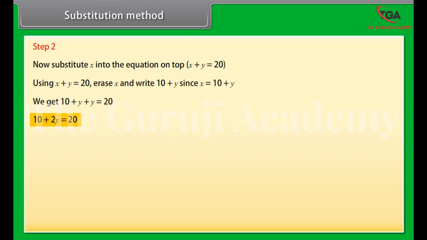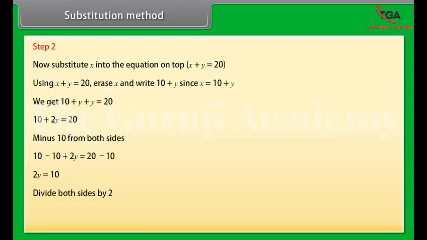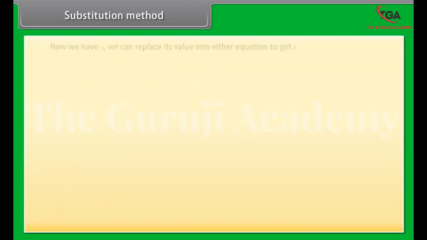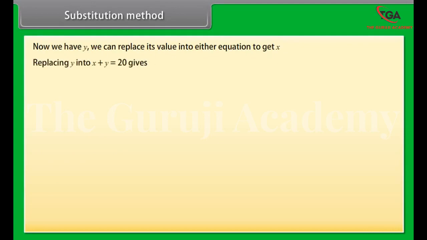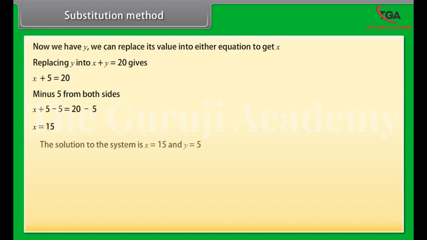Step 2. Now substitute x into the equation on top. x plus y is equal to 20. Using x plus y as 20, erase x and write 10 plus y since x is equal to 10 plus y. We get 10 plus y plus y is equal to 20. 10 plus 2y is equal to 20. Minus 10 from both sides. 10 minus 10 plus 2y is equal to 20 minus 10. 2y is equal to 10. Divide both sides by 2. y is equal to 5. Now we have y. We can replace its value into either equation to get x.